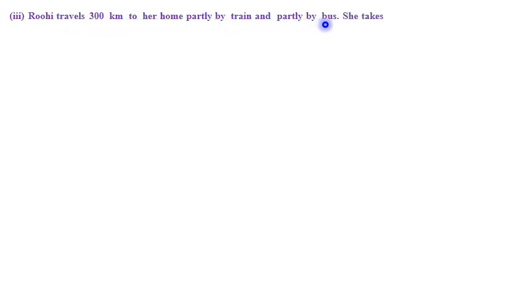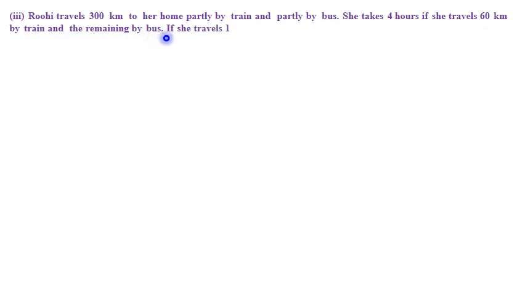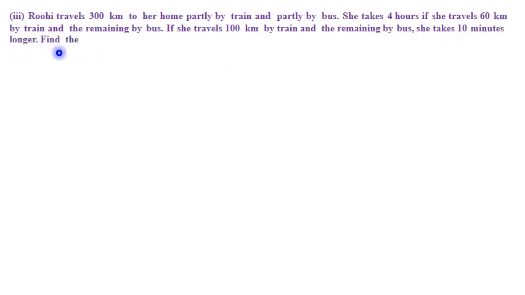Now move on to the third question, that is: Ruhi travels 300 km to her home partly by train and partly by bus. She takes 4 hours if she travels 60 km by train and the remaining by bus. If she travels 100 km by train and the remaining by bus, she takes 10 minutes longer. Find the speed of the train and bus separately.